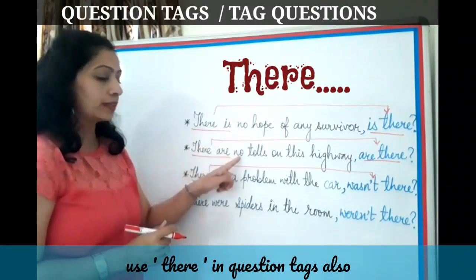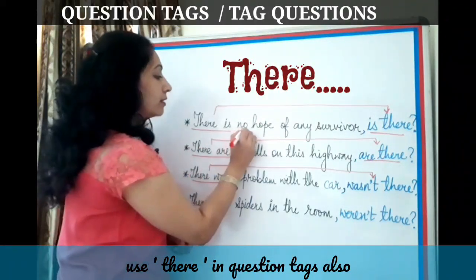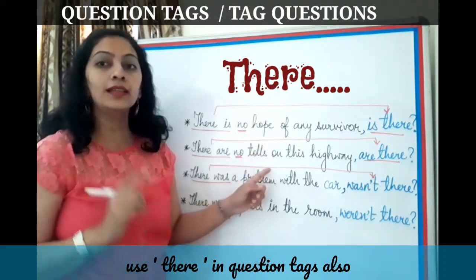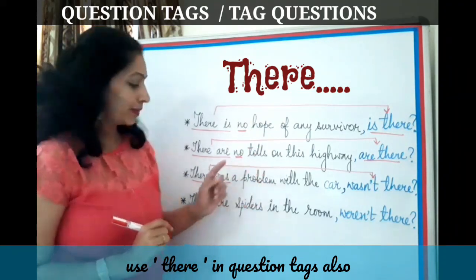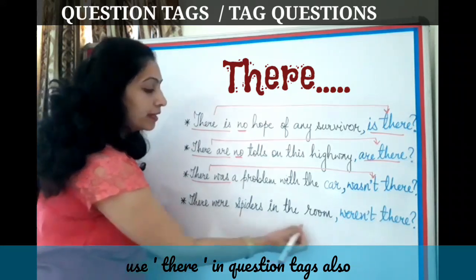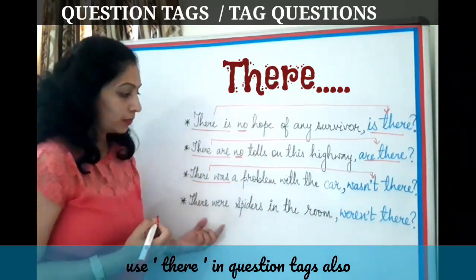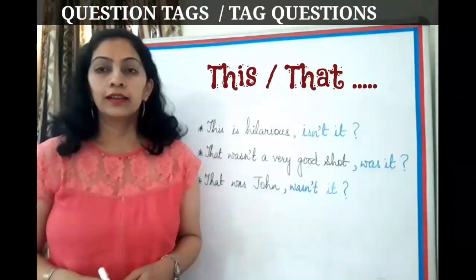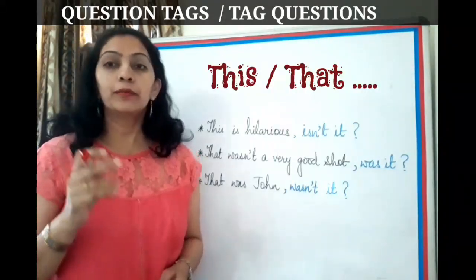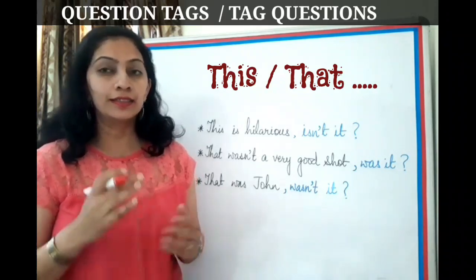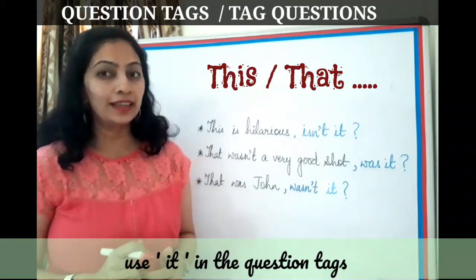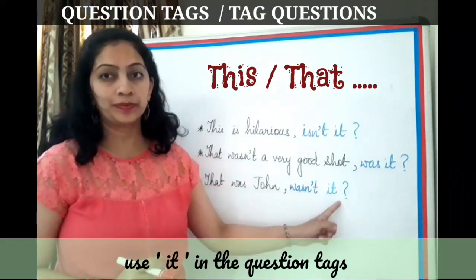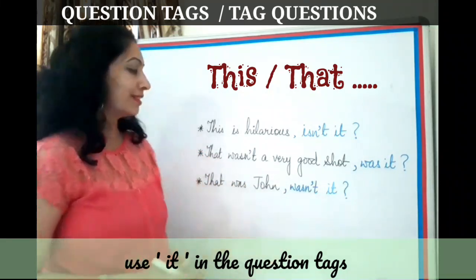In the first two sentences, if you see that there is the word no, which already tells us that the statement is in negative terms. Next, there were spiders in the room. There were. So the tag will become weren't. Now if the statements start with demonstratives like this or that, then the question tag will have the word it.